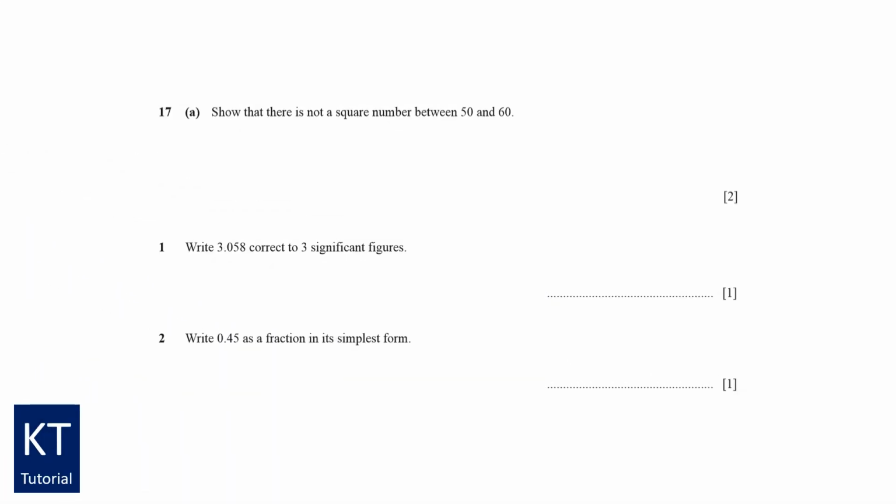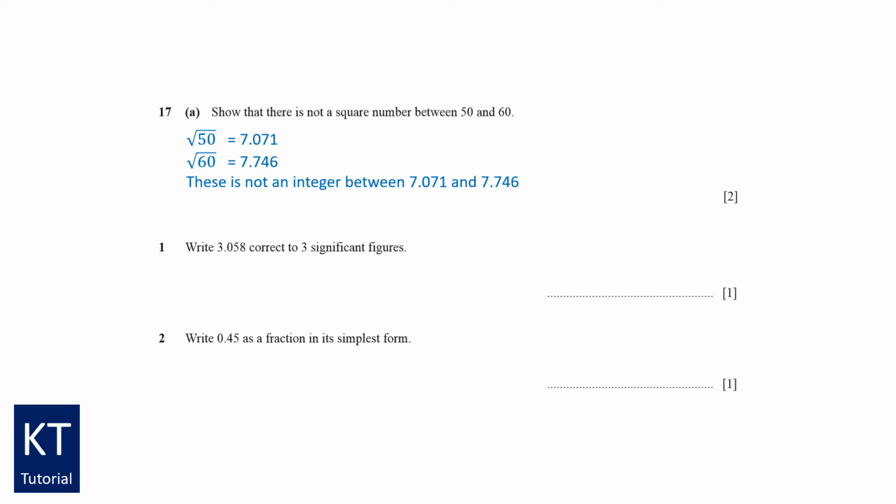Question 17a. Show that there is not a square number between 50 and 60. With the help of a calculator, the square root of 50 is 7.071 and the square root of 60 is 7.746. There is not an integer between these two numbers. Therefore, there is not a square number between 50 and 60.